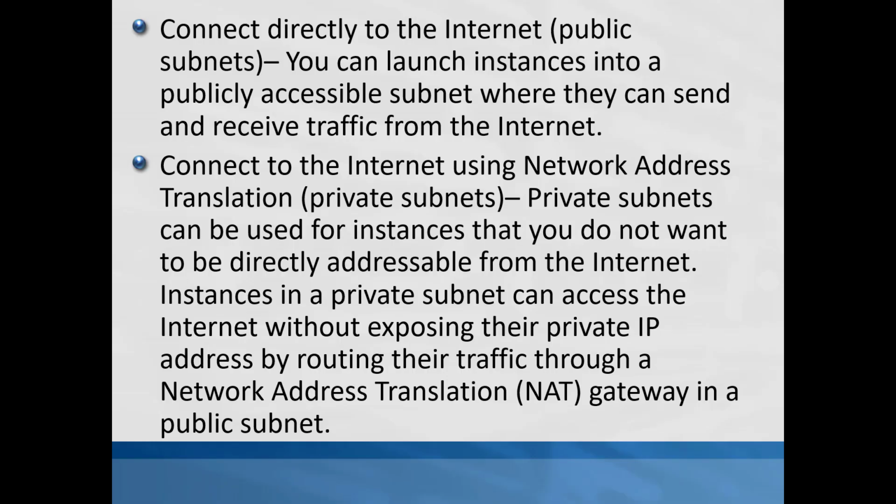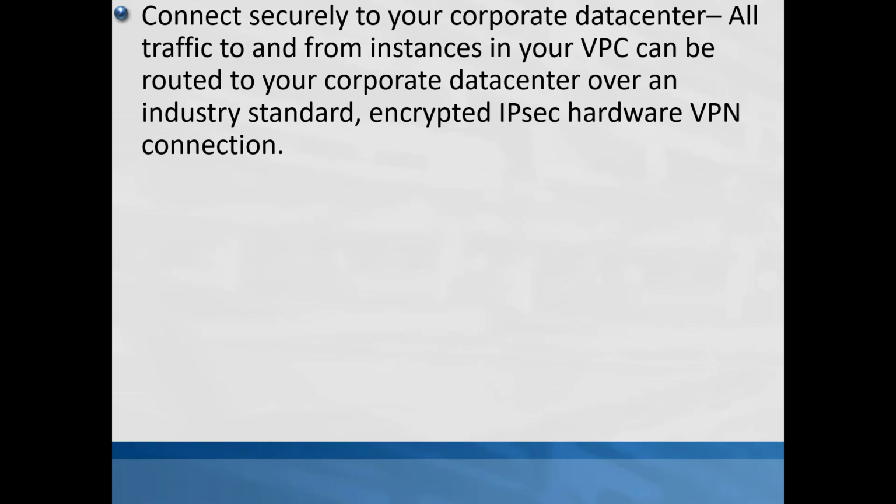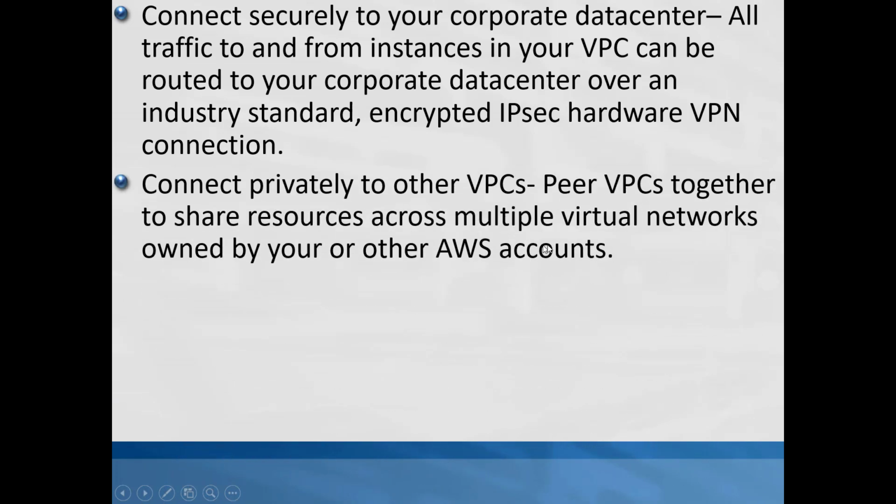So let's go ahead a little and connect securely to your corporate data center. All traffic to and from instances in your VPC can be routed to your corporate data center over an industry standard encrypted IPsec hardware VPN connection. So it is saying VPN connection is also there, then you can also connect privately to other VPCs, peer VPCs.